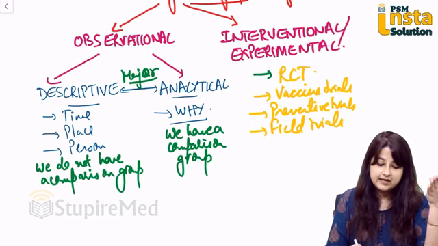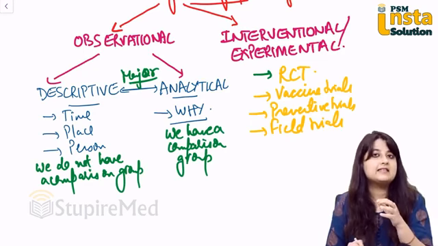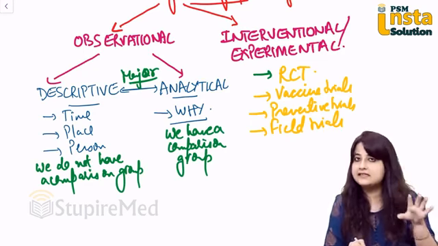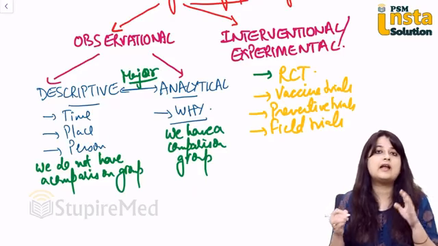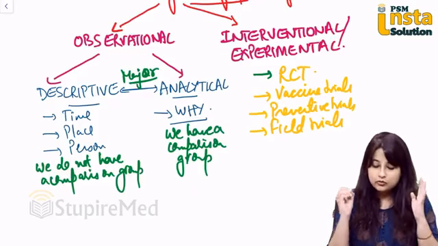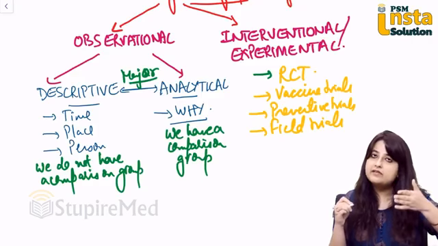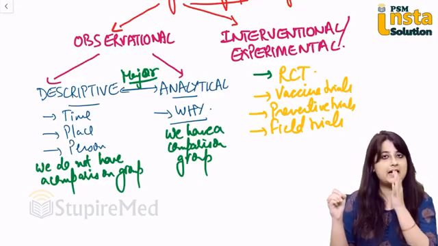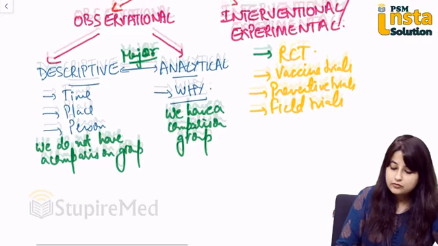In the other category, observational, descriptive, analytical. In descriptive, you're simply describing. In analytical, you are answering the question why and how. So in analytical study design, whatever study designs we have, they have a comparison group. Now, let us try to look at one thing.